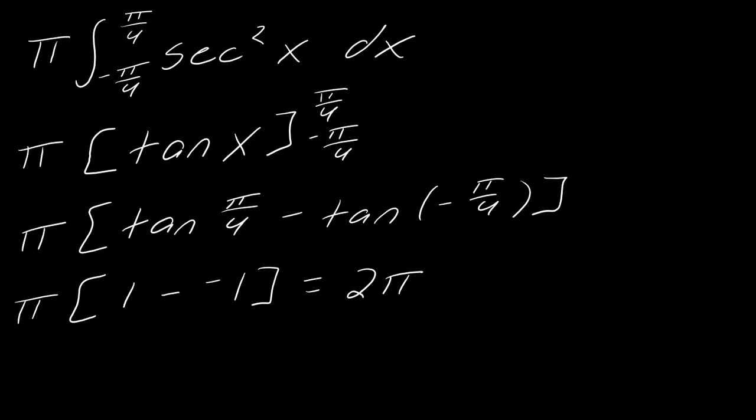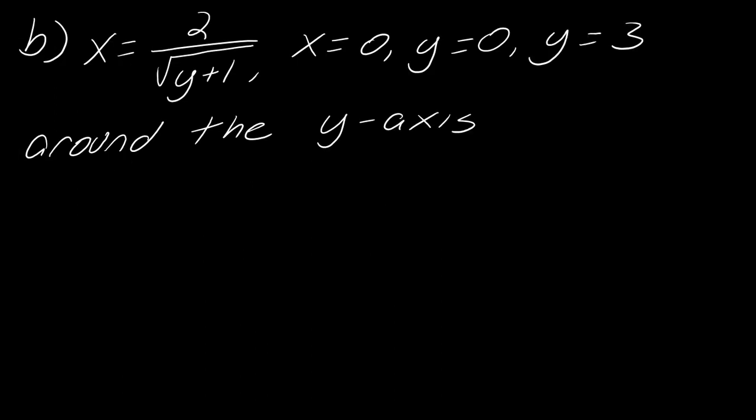Okay, so now let's take a look at something maybe a little bit harder. I've got x equals 2 over the square root of y plus 1, and then x equals 0, y equals 0, y equals 3, and we're revolving this around the y-axis.